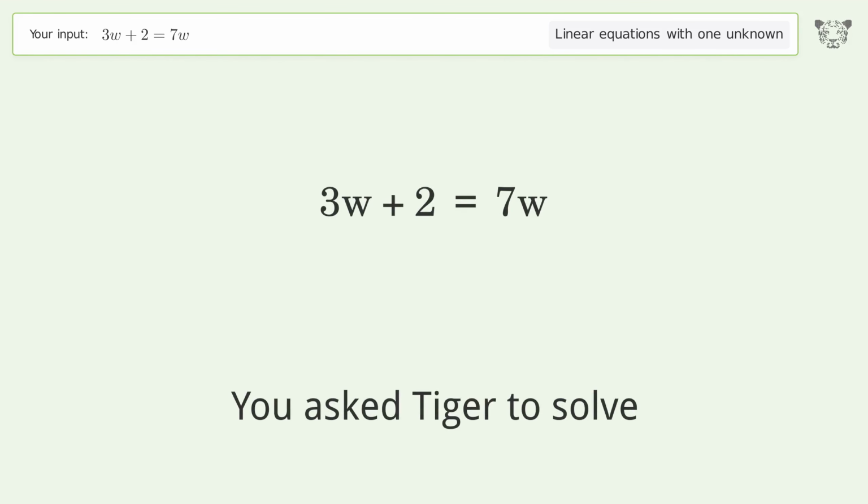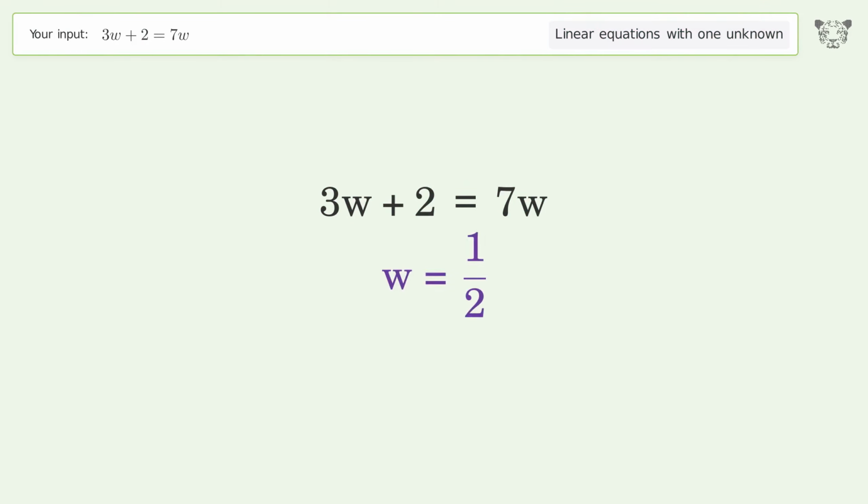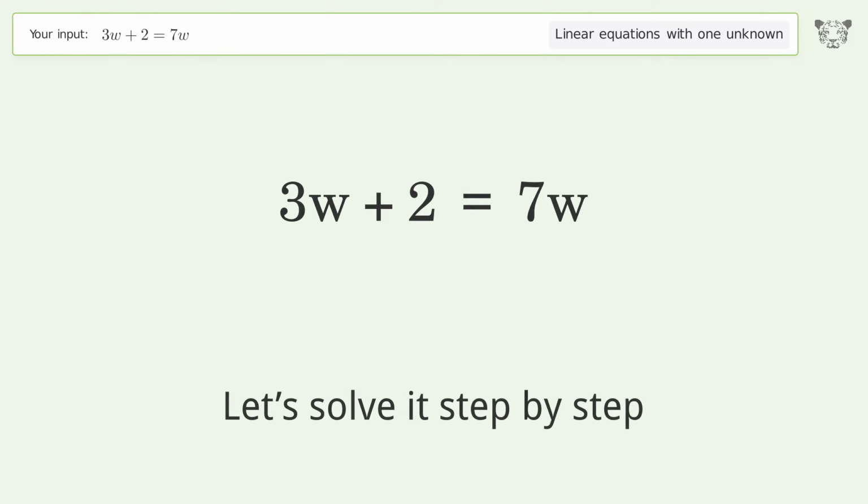You ask Tiger to solve. This deals with linear equations with one unknown. The final result is w equals 1/2. Let's solve it step by step.